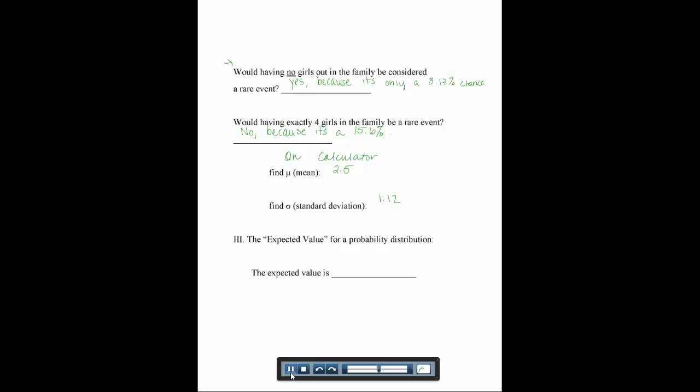Okay, we have another sort of definition, but it's something you've already seen. The expected value for a probability distribution is just the same as the mean. So if you're asked for the expected value, all you're finding is the mean.